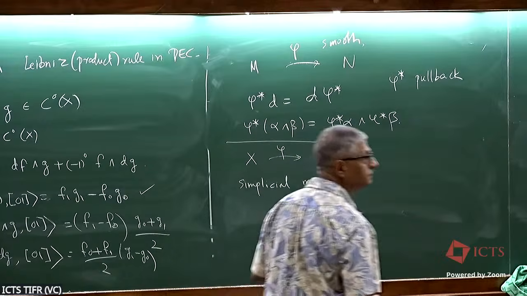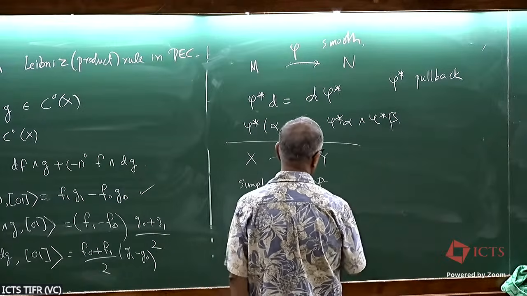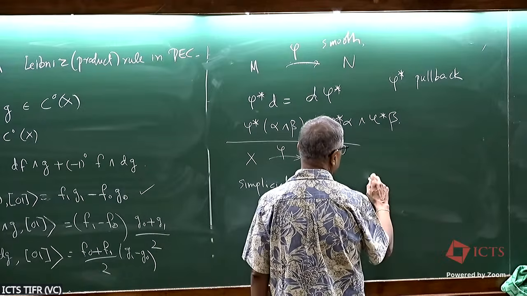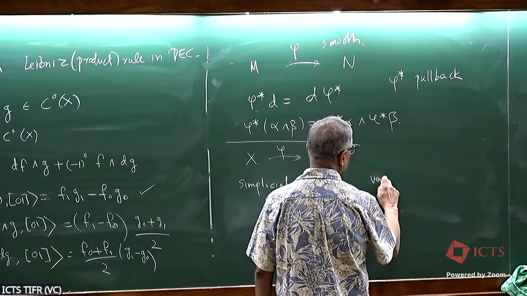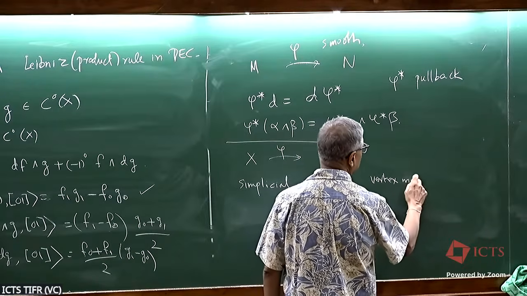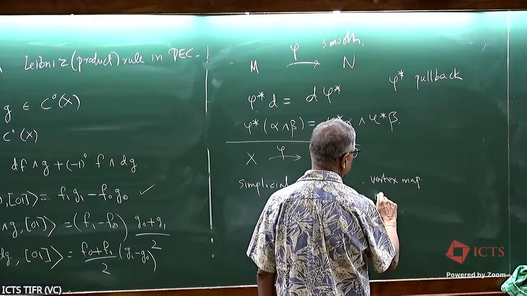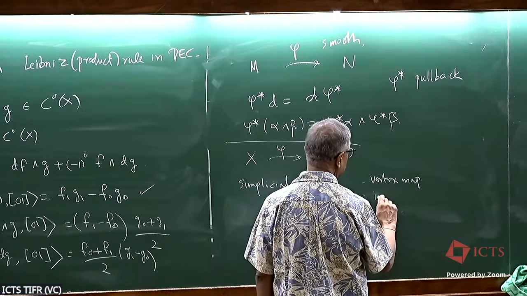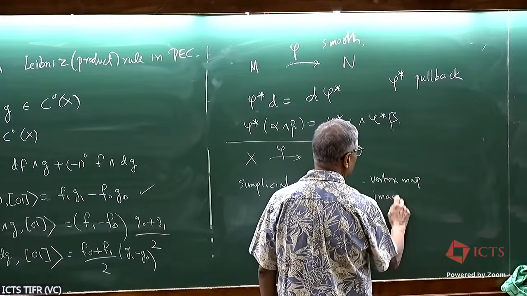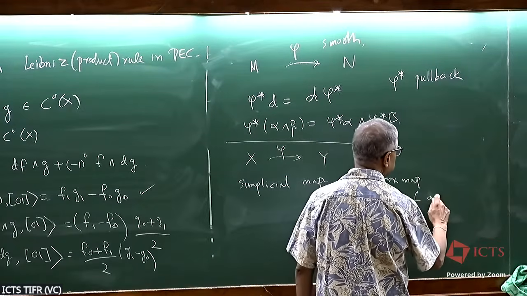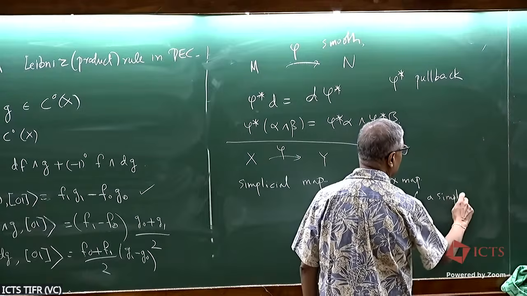I won't write down the definition, but basically you define it using a vertex map, which tells you which vertex goes to which vertex. The resulting map should be such that the image of a simplex is a simplex. You're allowed to collapse things.